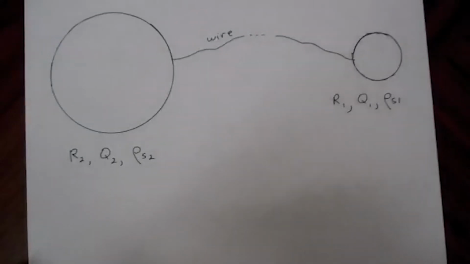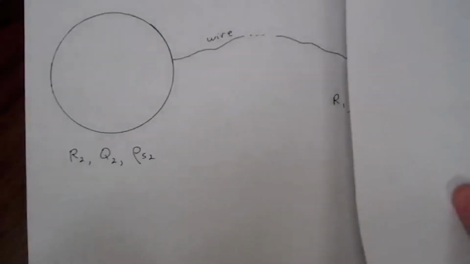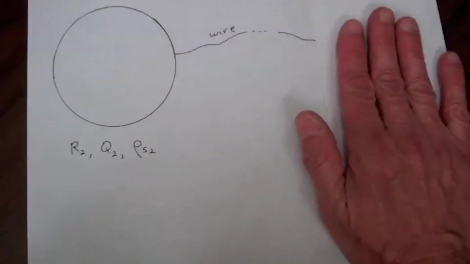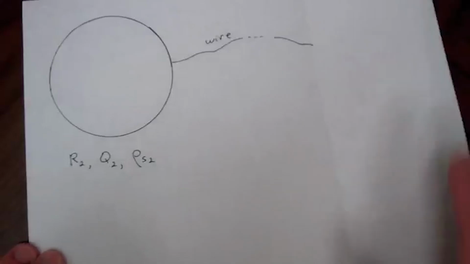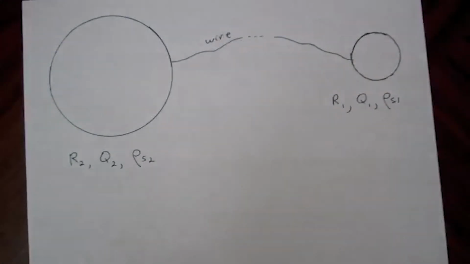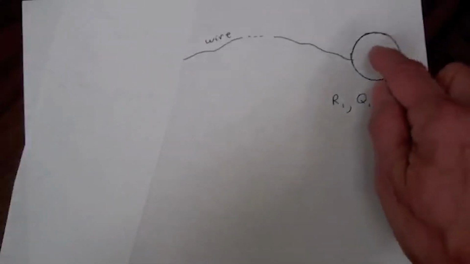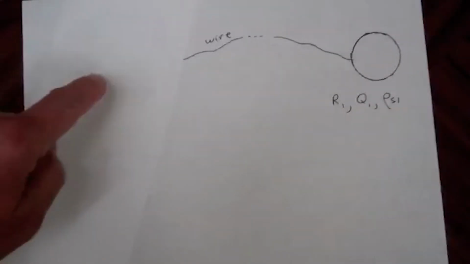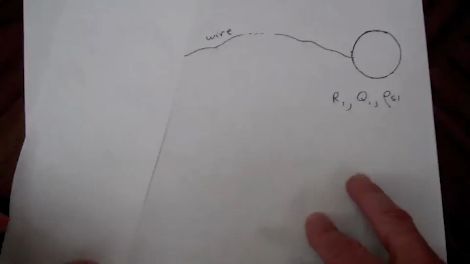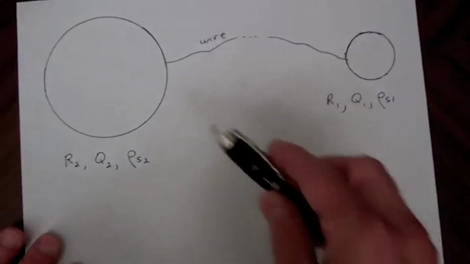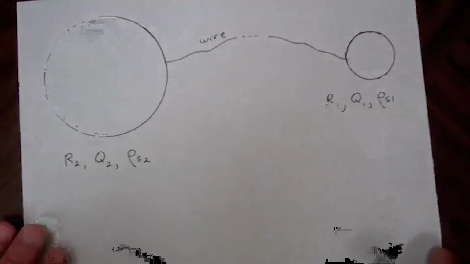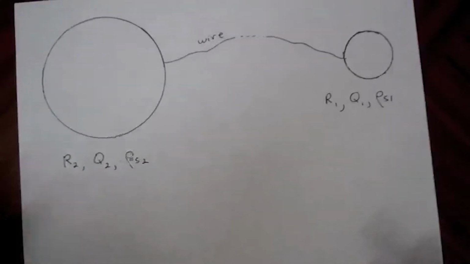Now, we've separated sphere 2 and sphere 1 by a great distance, so the amount of work it would take to bring a charge from infinity to sphere 2 is going to be independent of sphere 1 because it's so far away. Similarly, the amount of work it takes to bring a 1 coulomb charge from infinity to sphere 1 is going to be independent of sphere 2 because sphere 2 is so far away. But because they're connected by a wire, the potential we will get will be the same.